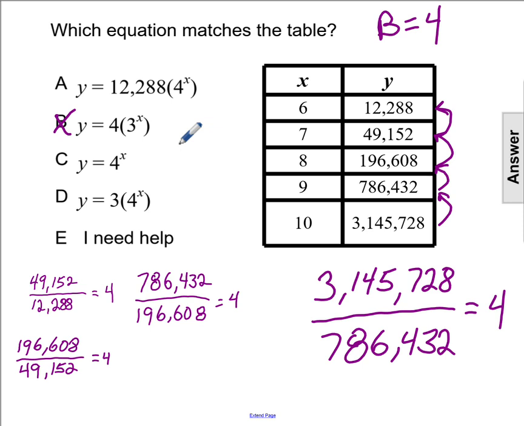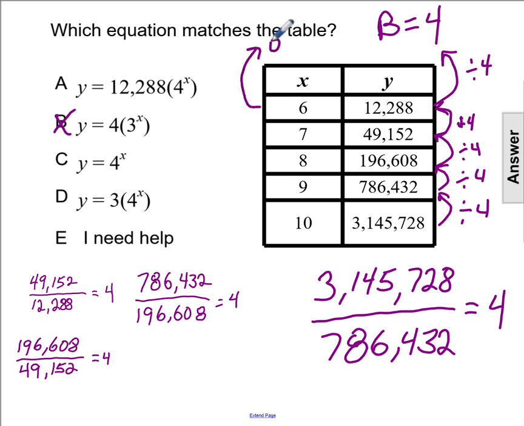Well, to calculate the y-intercept, what we need to do is work backwards. So if we take this number and divide it by 4, we're going to get 786,432. If I take that number and divide it by 4, we're going to get 196,608. If I divide that by 4, we get 49,152, and so on. If I take that number and divide it by 4, we're going to have 12,288. So I'm going to continue dividing by 4, and I'm actually going to have to do this until we get all the way to 0.